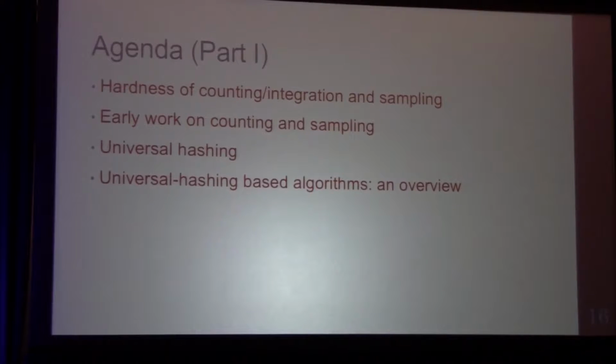So I'll describe briefly what universal hashing is. And then I'll give a brief overview of algorithms for sampling and counting using universal hashing. These are the most promising algorithms in this area today. There's been a flurry of papers in the last few years. And then the second part of the talk, Kuldeep is going to take you into a much deeper dive into universal hashing-based algorithms for these two problems.